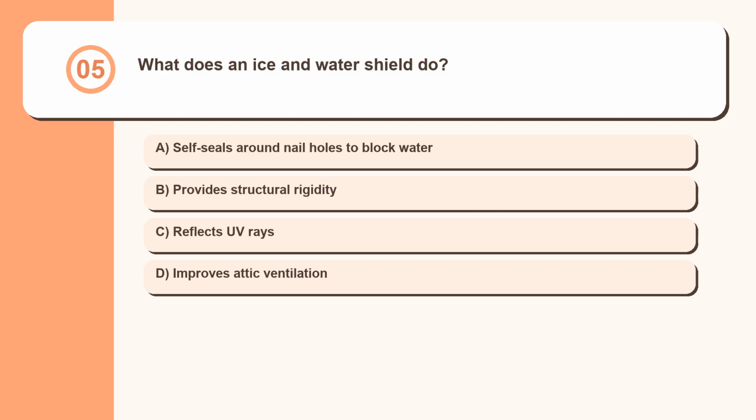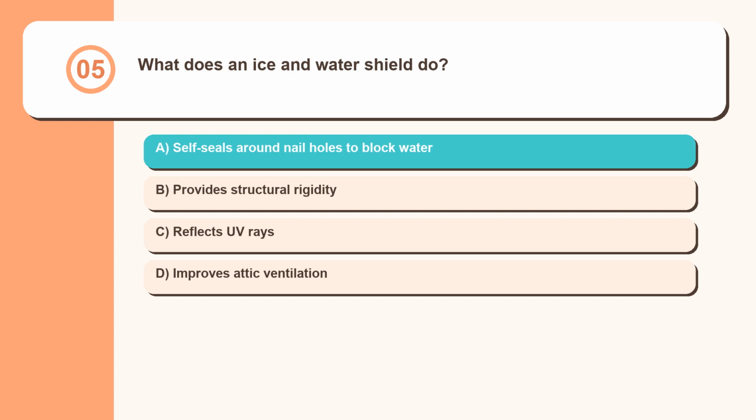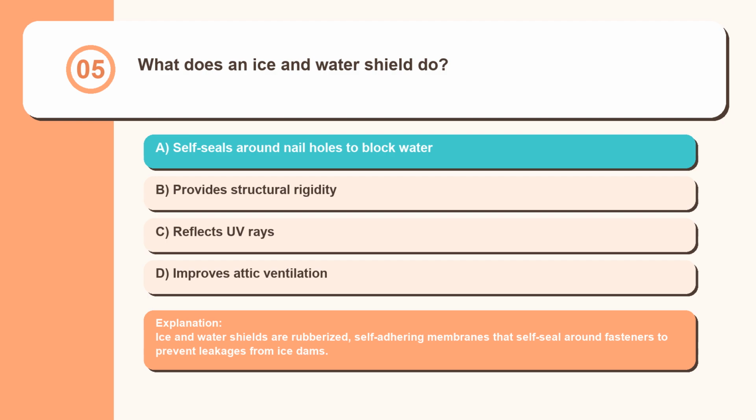Question 5. What does an ice and water shield do? Self-seals around nail holes to block water, provides structural rigidity, reflects UV rays, improves attic ventilation. Ice and water shields are rubberized, self-adhering membranes that self-seal around fasteners to prevent leakages from ice dams.